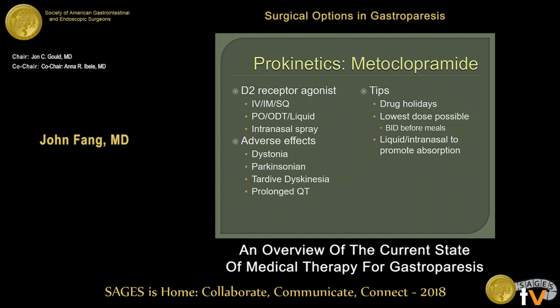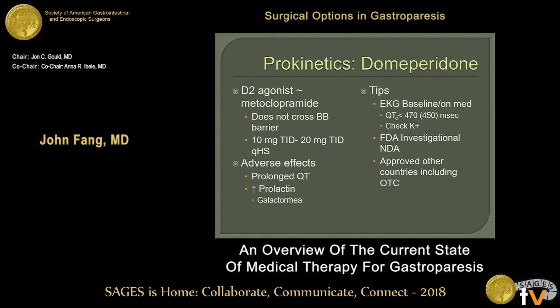So here are the details about metoclopramide. You can give it IV, IM, sub-Q. Again, there's this intranasal spray. There's also liquid and an oral disintegrating tablet, ODT. The adverse effects you see there, in addition to tardive dyskinesia, are these motor neuromuscular effects to watch out for. So how do you get around it? Drug holidays, use the lowest dose possible, and again, I showed you that data with the intranasal. Again, anything to promote absorption in patients with poor upper GI motility.